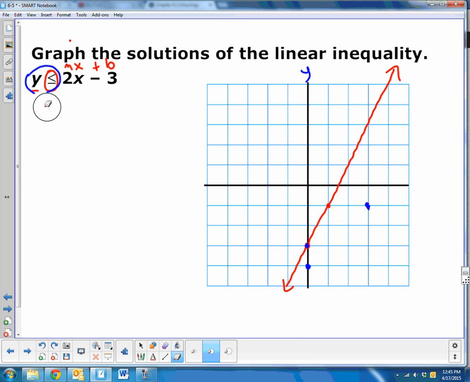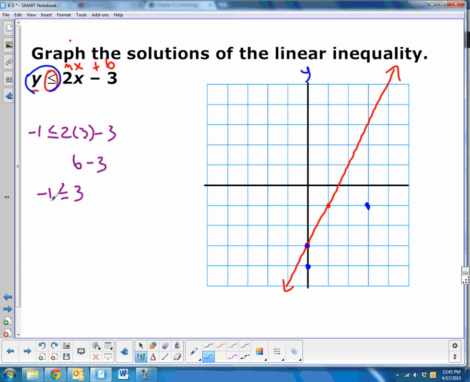If I put that into my equation up here, I have 3, -1. That was my point, 3, -1. Let's see if this is a solution. 2 times 3 is 6 minus 3. Is 3 greater than or equal to -1? Yeah, that's a solution. How about this point right here?